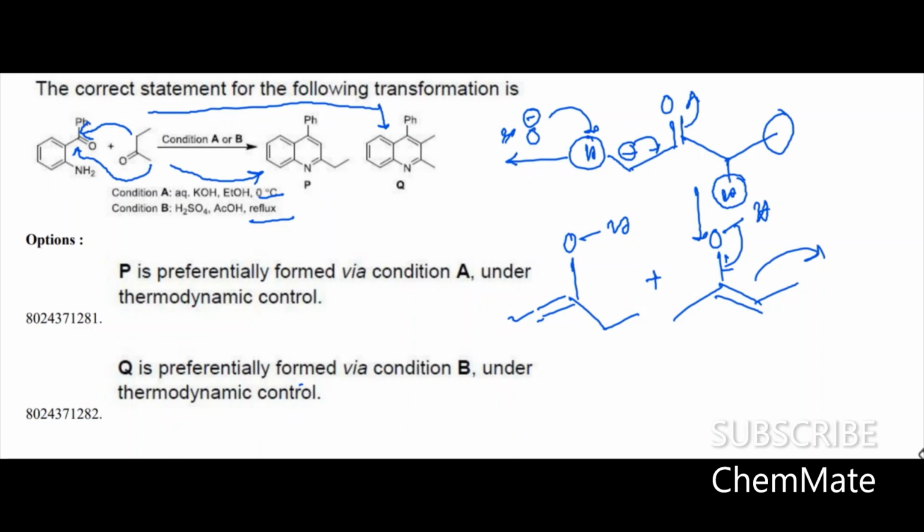So Q is preferentially formed via condition B, that is, under thermodynamic control. This is the correct answer. So guys, if you have any doubt regarding this video, please let me know in the comment box.